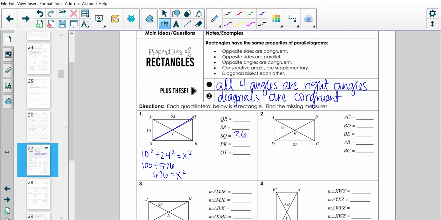We did the hardest one. What is the measure of QR? 10. And SR? And PR? And QT? 13. Good.